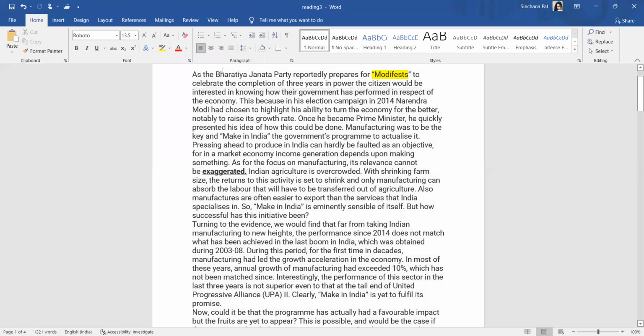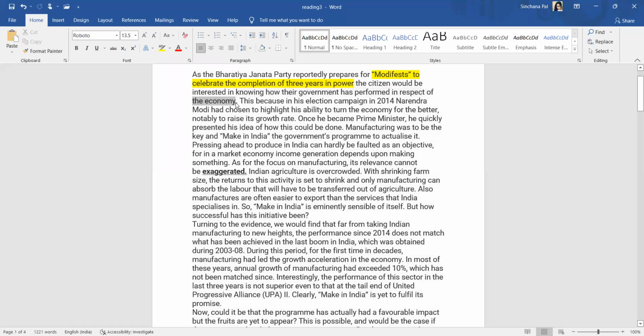Why do they prepare for Modi Fest? To celebrate the completion of 3 years in power. The citizens would be interested in knowing how their government has performed in respect of the economy. The citizens are very much interested to know how their government has performed in the economic field.